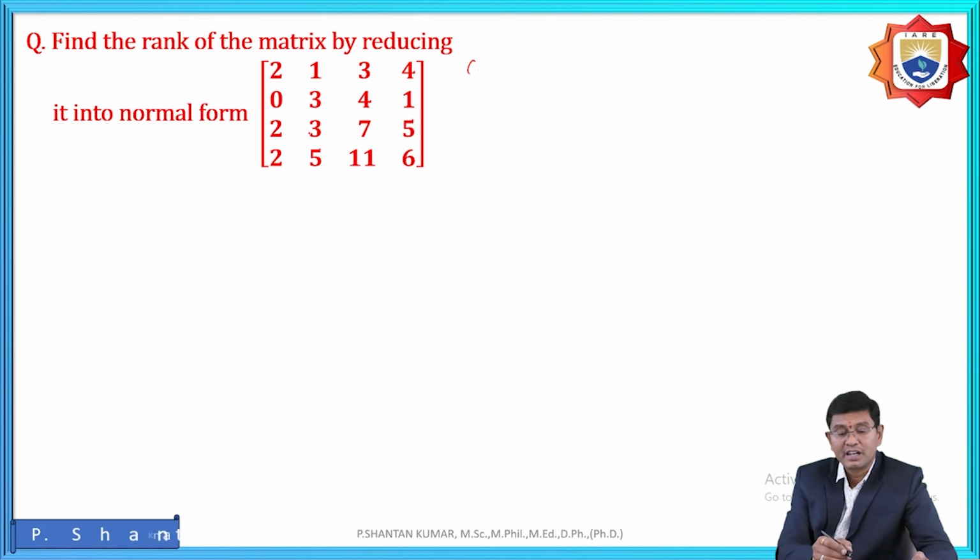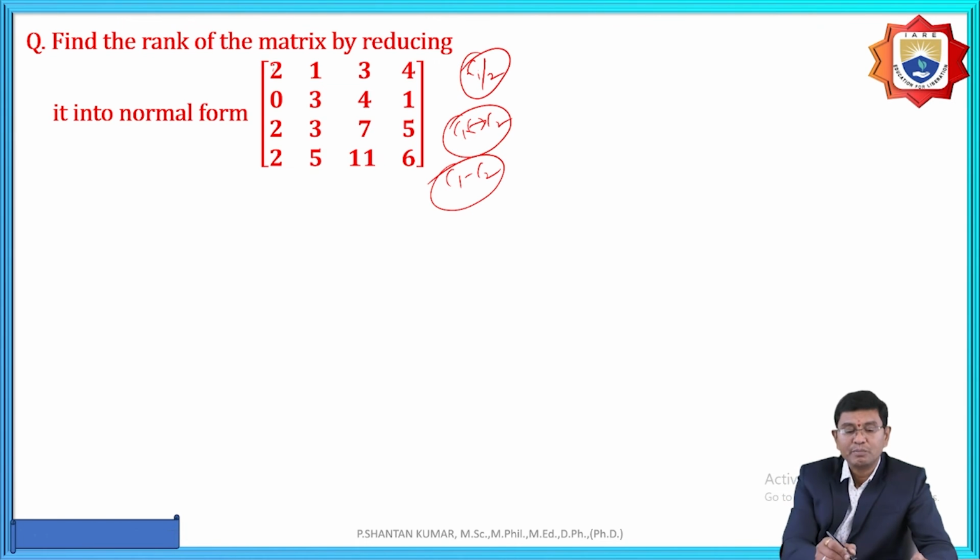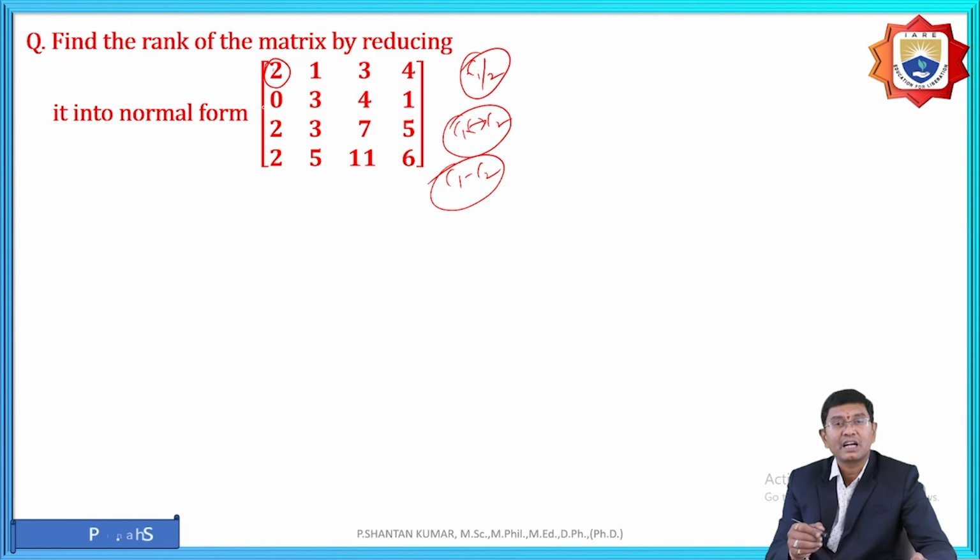But here, particularly in the first row, one option is C1 by 2, another option is C1 interchange C2, and one more option is C1 minus C2. That means our choice depends upon that. If we need to reduce the first element to one, we use one of these different operations.